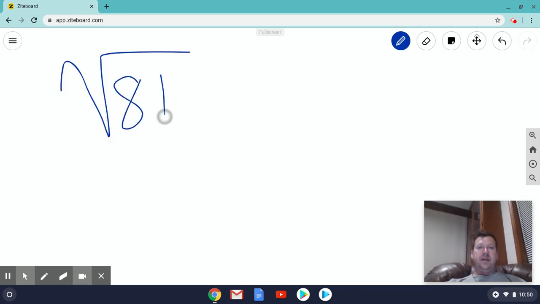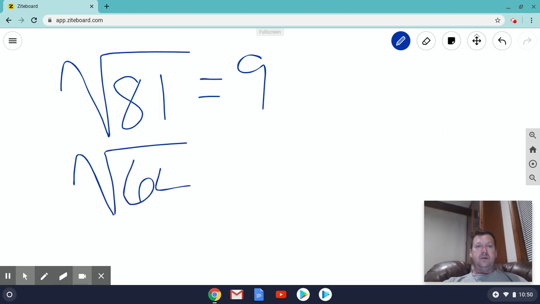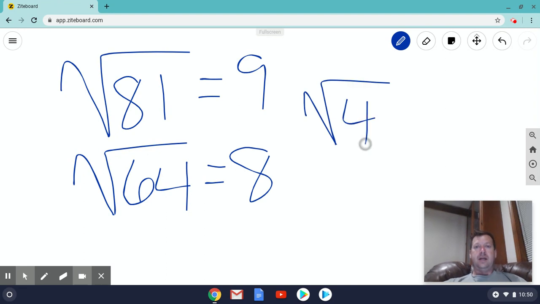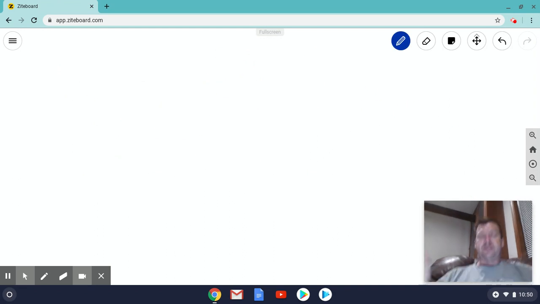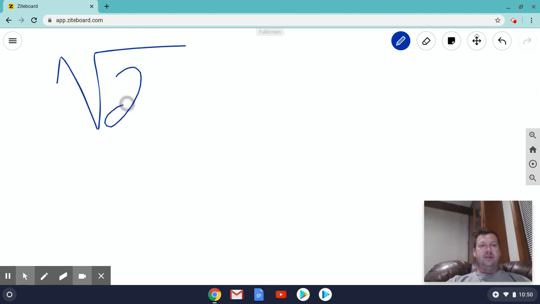The square root of 81 equals 9. The square root of 64 equals 8. The square root of 49 equals 7. The square root of 36 equals 6. Now, because all of these are perfect squares and they come out to whole numbers like 6, 7, 8, 9, those are all rational. You're going to need to remember that for Wednesday, because Wednesday is going to be rational and irrational. I think the last one we did was 36, so now we're down to 25.